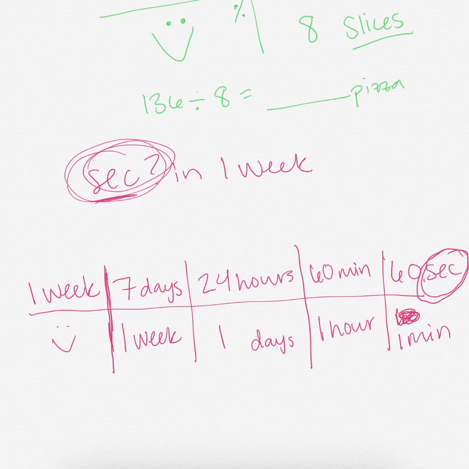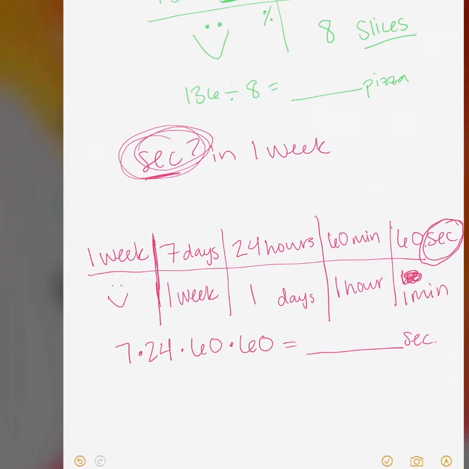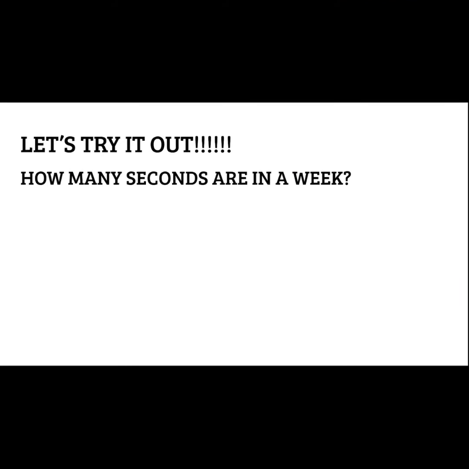Okay, if you look at the T-chart, you can see that on the bottom, it's all ones. So we don't really care about the ones on the bottom. All the numbers on the top are next to each other. We have 7, 24, 60, 60. So we are gonna multiply 7 times 24 times 60 times 60, and that will give you how many seconds are in a week. So that is dimensional analysis. It's just setting up T-charts and solving for different units.